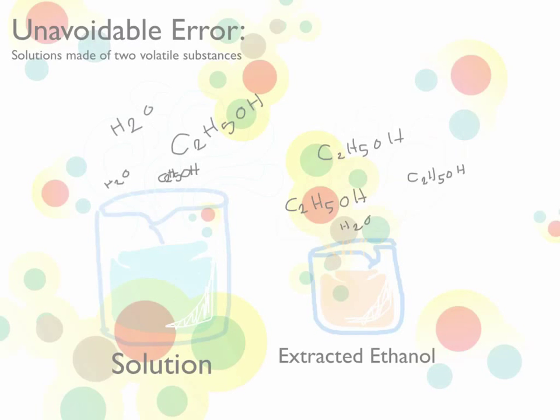This error could be minimized in fractional distillation, where the vapor is condensed and evaporated multiple times, each time making the vapor richer in ethanol. But there will still be some amount of water that makes it into the extracted distillate.